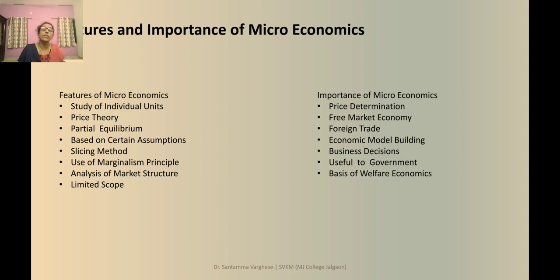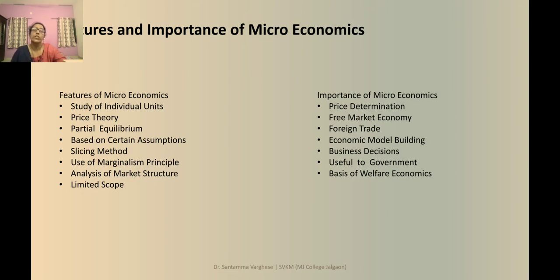There are somewhat 8 points in the features of macroeconomics, as you can see on the screen of the presentation. First, study of individual units. Second, price theory. Third, partial equilibrium. Fourth, based on certain assumptions. Fifth, slicing method. Sixth, use of marginalism principle. Seventh, analysis of market structure. And eighth, limited scope.